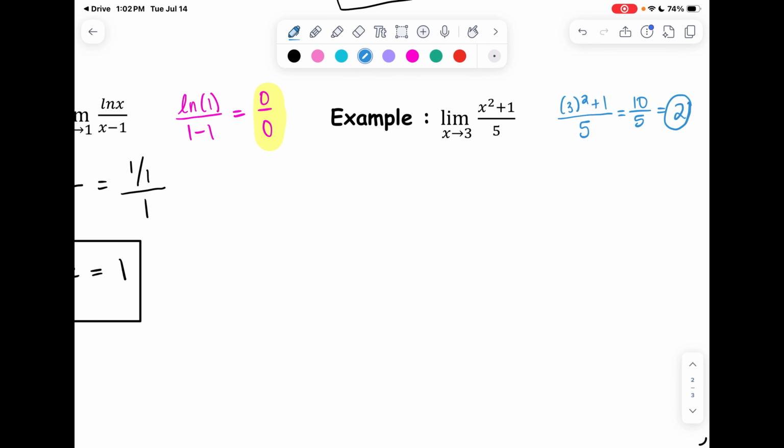Now, because we do not have an indeterminate form of 0 over 0 or infinity over infinity, we are not able to use L'Hopital's rule. Since we cannot use L'Hopital's rule from this point on, we can actually just say that the value of this limit as x approaches 3 of x squared plus 1 over 5 is just 2. It's the value that we just found. So we weren't able to use L'Hopital's because we didn't have an indeterminate form, but we did still find the value of that limit.